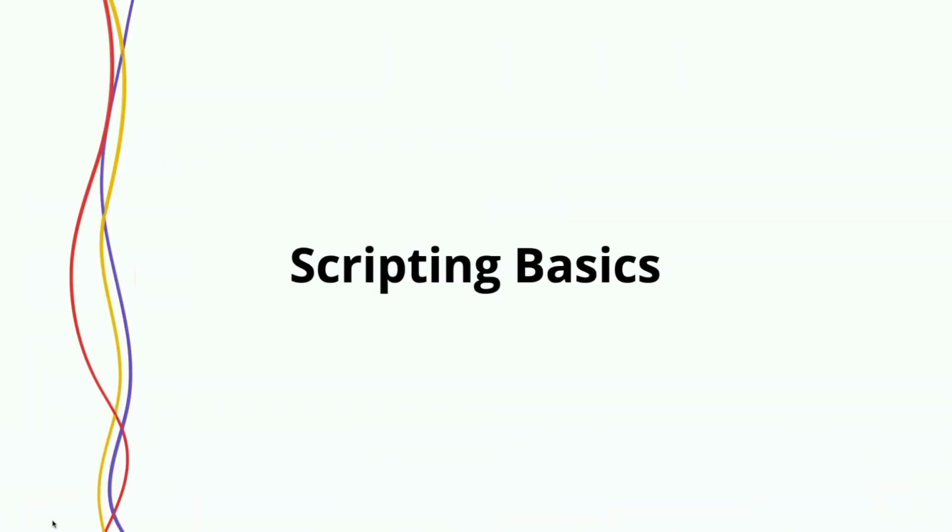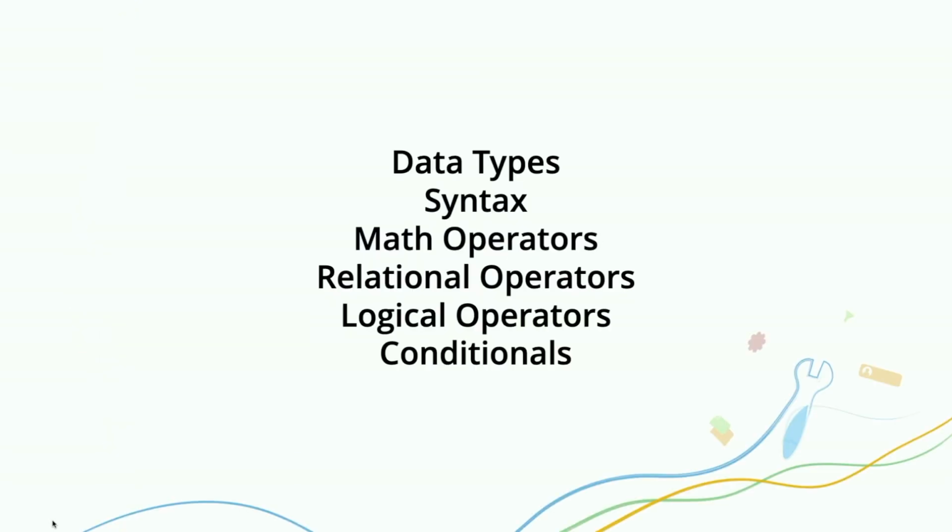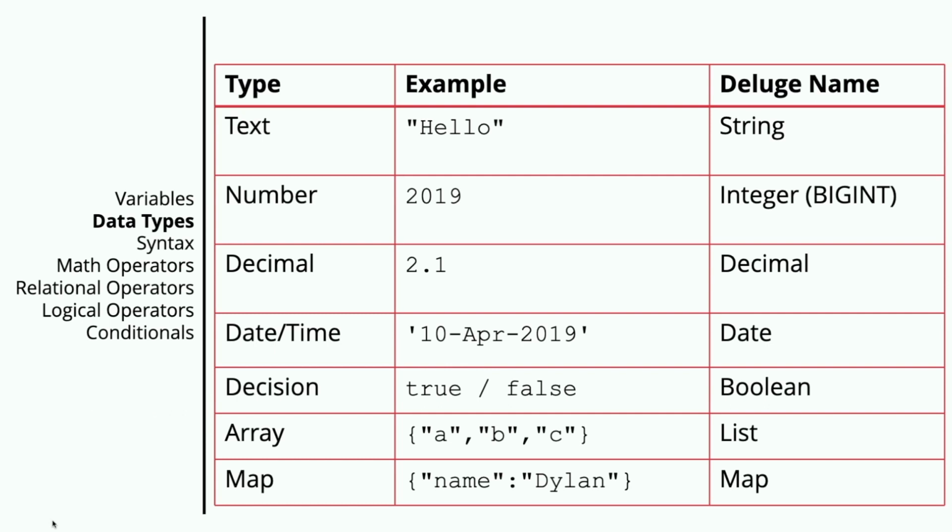So that is all the setup I have for you. Now let's go over the scripting basics. These are the things that I am going to cover. These are all kind of like programming 101 topics: data types, syntax, operators, conditionals, and let's just go over how you do all of these in Deluge. So first one, data types.